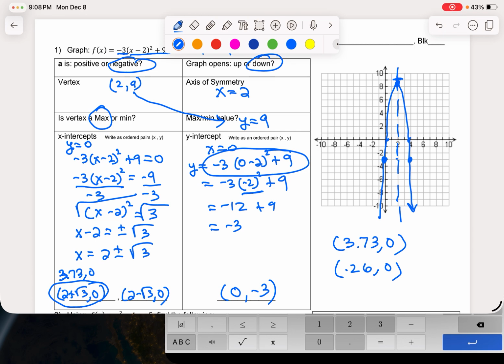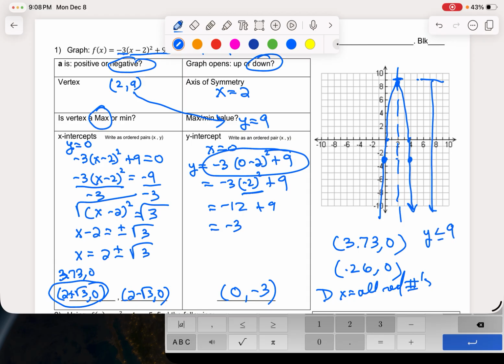My domain, remember for this? Domain for this is x is all real numbers. And my range starts at 9 and goes down, so my range would be y is less than or equal to 9.